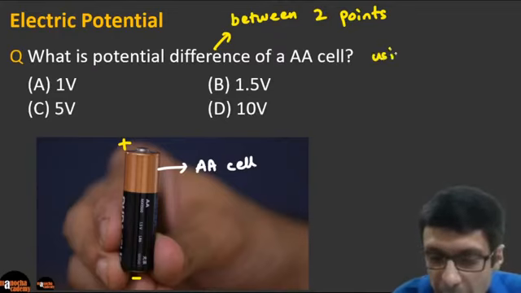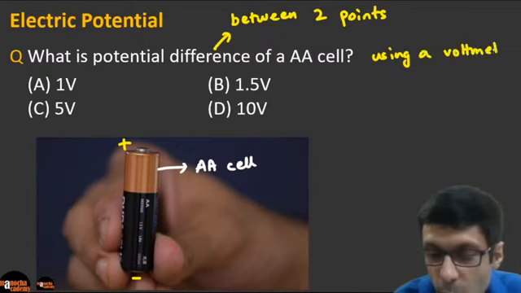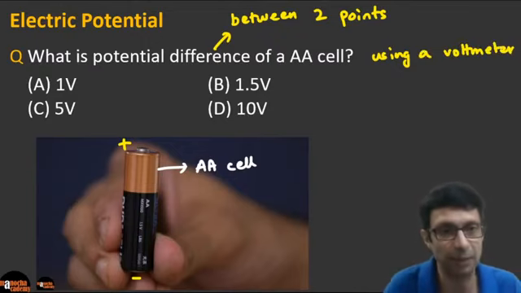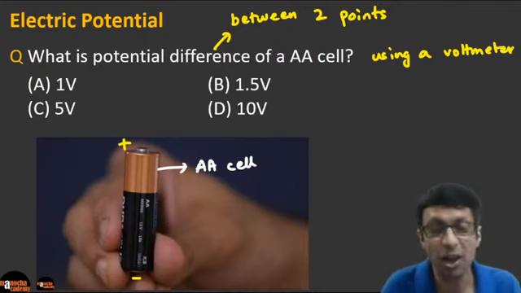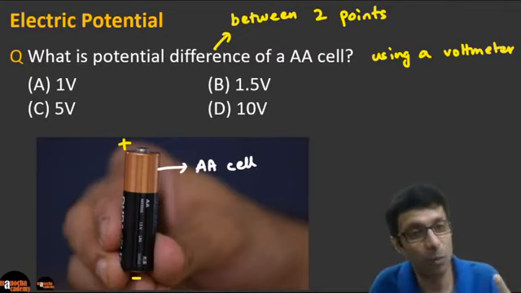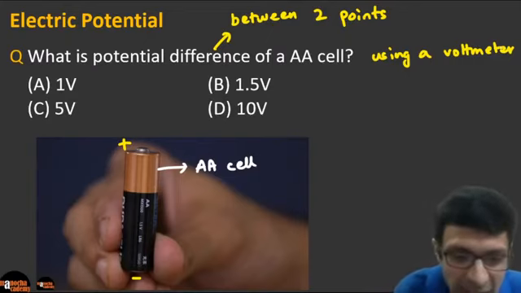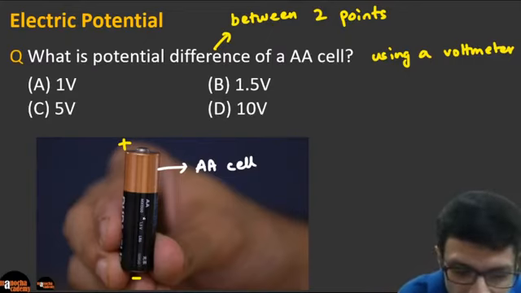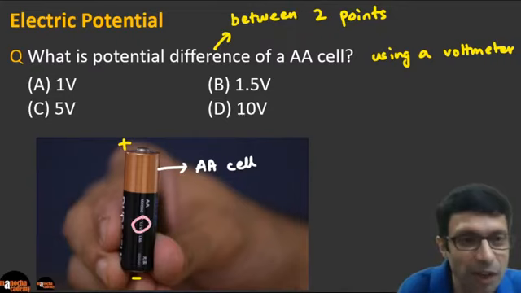Very good, I'm seeing different answers here. Potential difference can be measured using a voltmeter. It's an instrument, right? So if we connected a voltmeter to this cell, how much electric potential would it show? And guys, if you have a cell at home, please pick it up and check. I don't think you can read it here, it's really written in small. The value is actually given here in the picture.